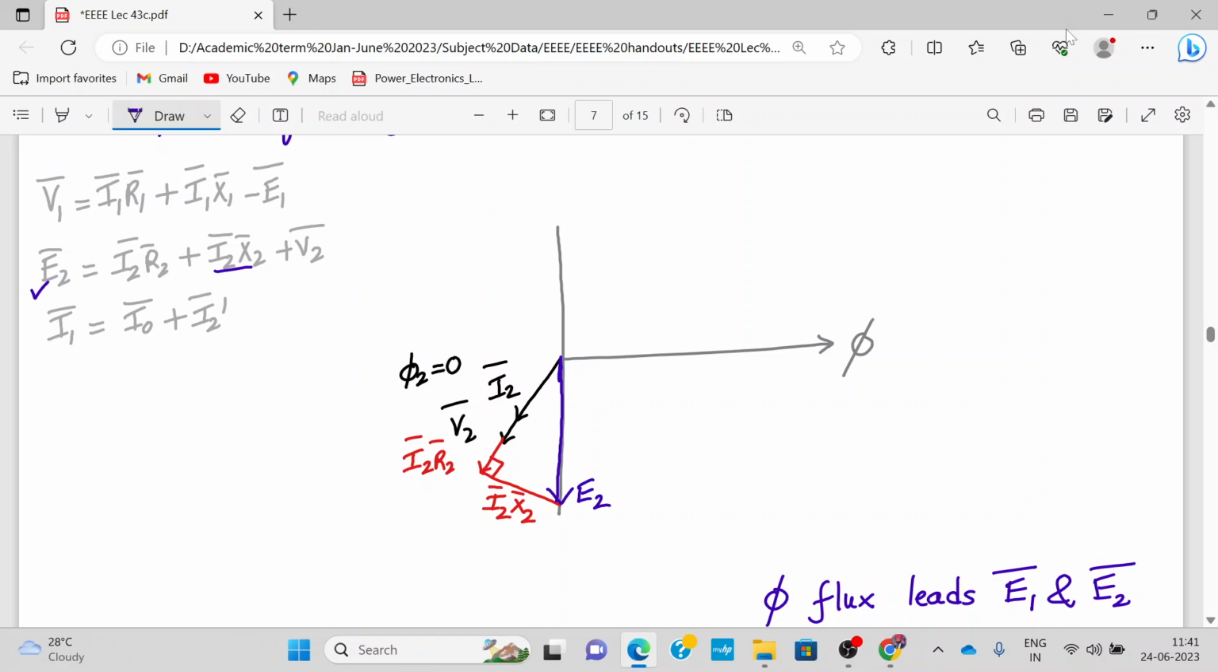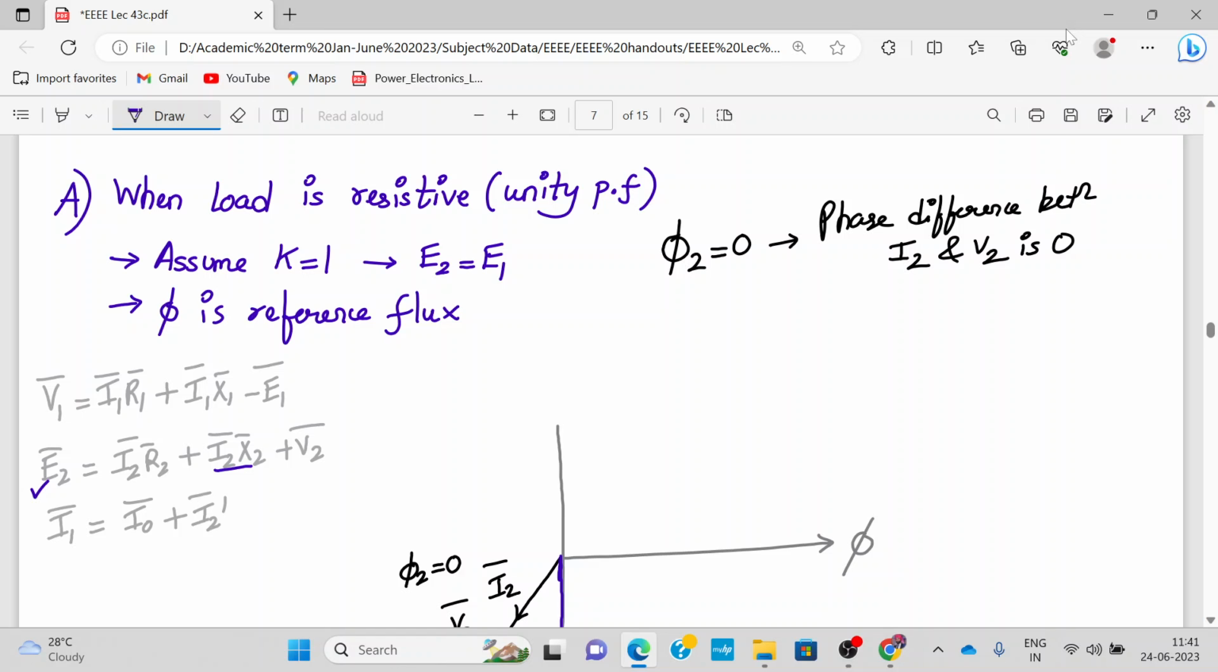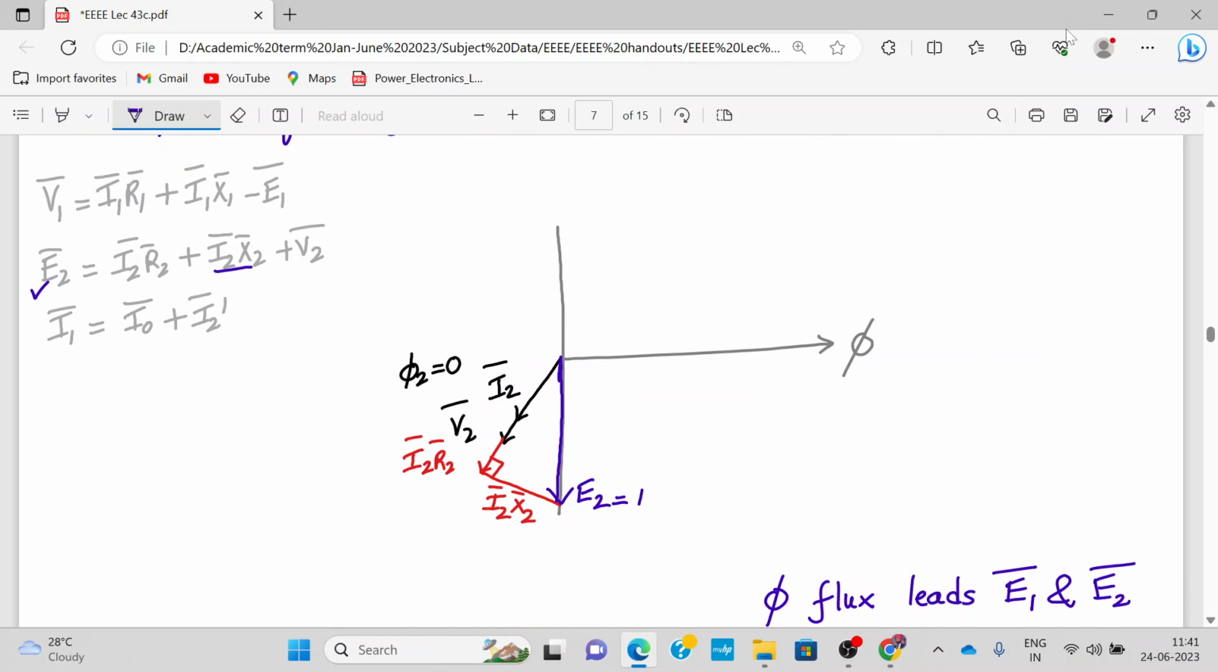Now it is clear. Since the transformer ratio K is 1, E2 is equal to E1. Clear? Is it fine? E1 and minus E1, I mean V1. So E1 is over here. Minus E1, how will you draw? Like this. This is minus E1. So far so good. This is E1, so this is minus E1. They are equal, but they are opposite in phase.